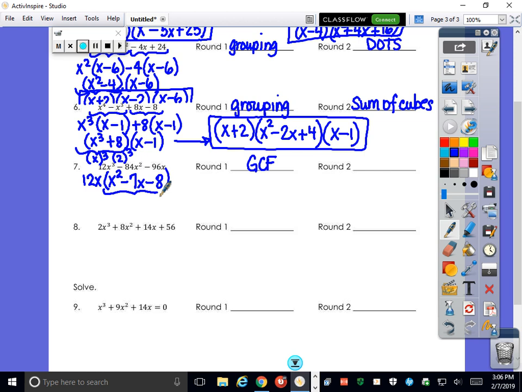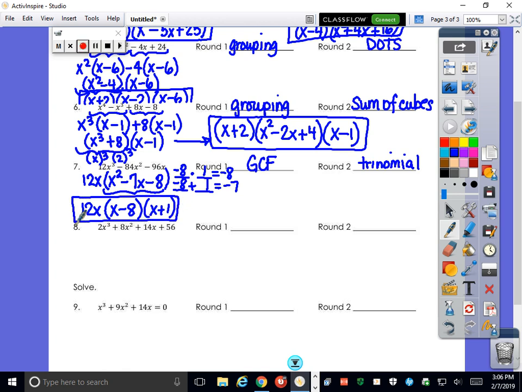The second round is a trinomial. And so we're looking for 2 factors of negative 8 that add up to negative 7. So we're going to keep the 12x from round 1. This is going to factor into the 2 numbers are negative 8 and positive 1. Those are the 2 numbers that give us that. So x minus 8 and x plus 1 are our two factors.